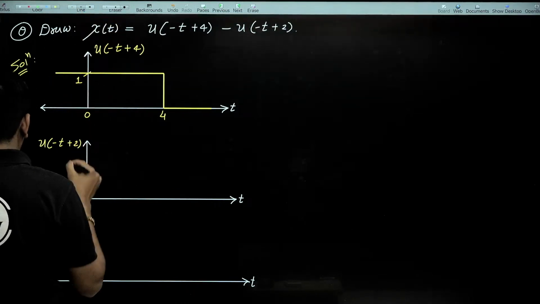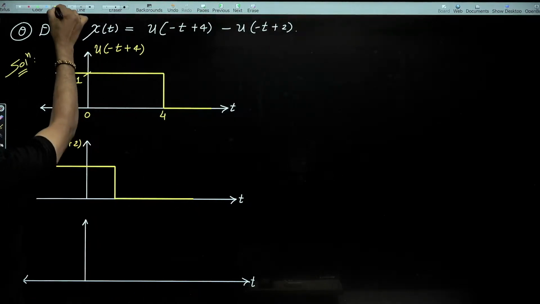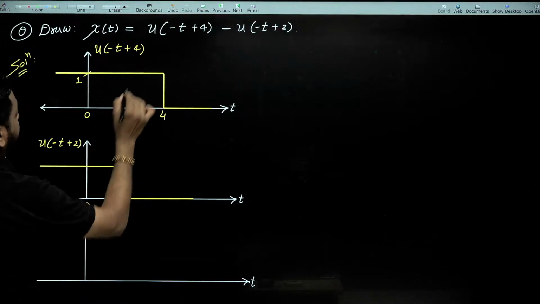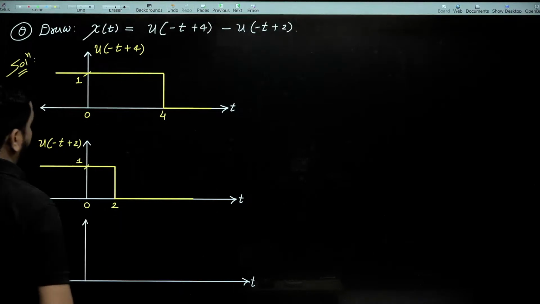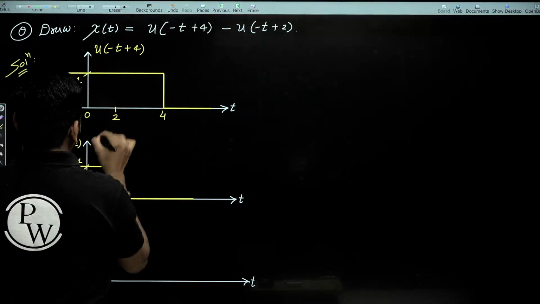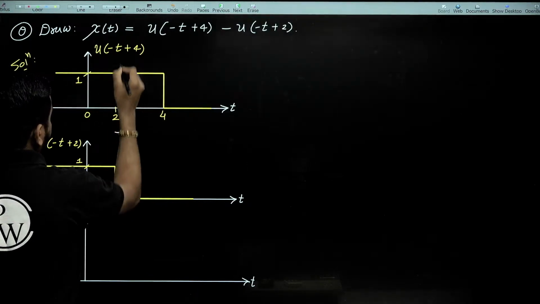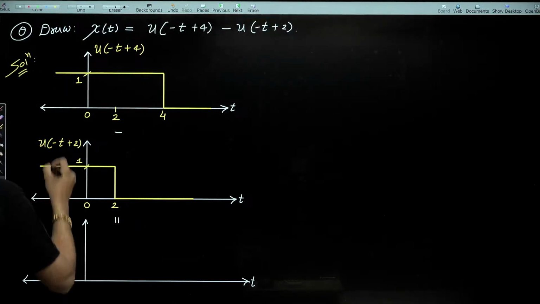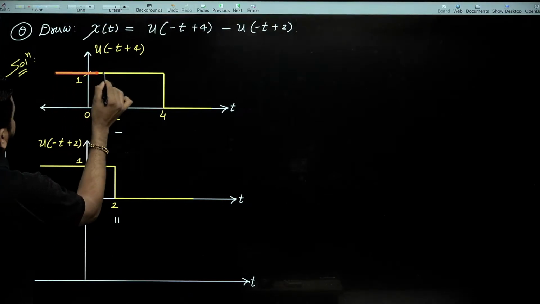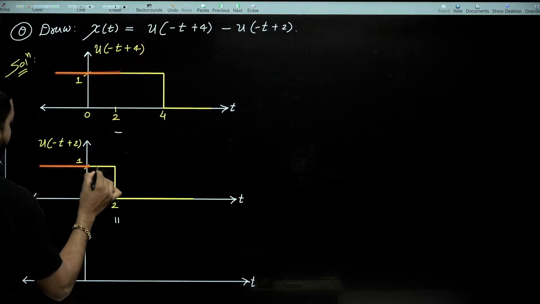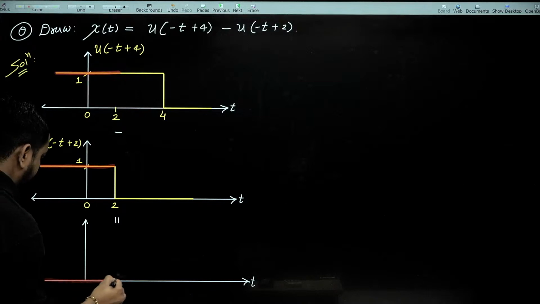Similarly, this starts from 2, amplitude is 1. Okay. Now subtraction. So what will be your answer, guys? So here this signal minus this equals this. So you can see, guys, from minus infinity to 2, amplitude is 1 minus 1, here 0, guys. Correct?